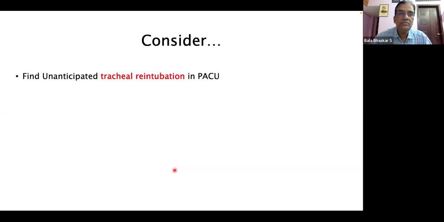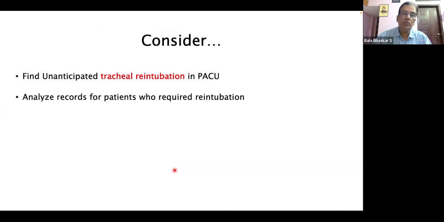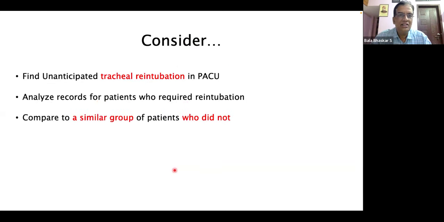You want to find out the incidence of unanticipated tracheal reintubation in the PSU, right? So this we can do by analyzing the records for the patients who required reintubation in the PSU in that hospital. Then what we can do is compare this unanticipated tracheal intubation in a set of patients to another similar group of patients who did not.